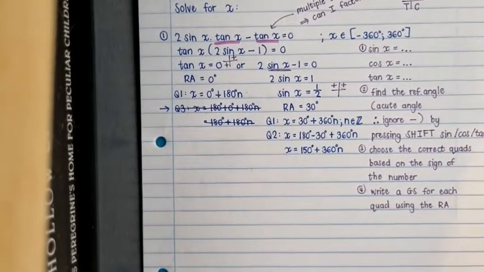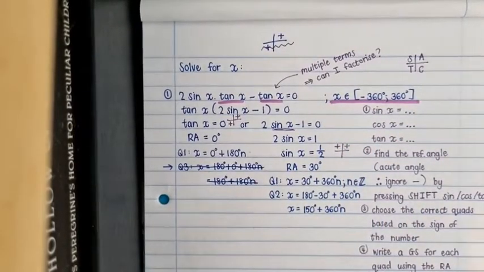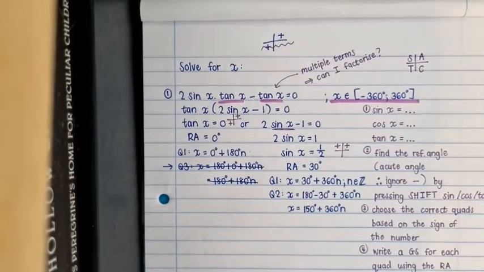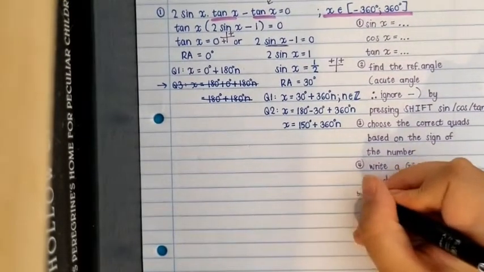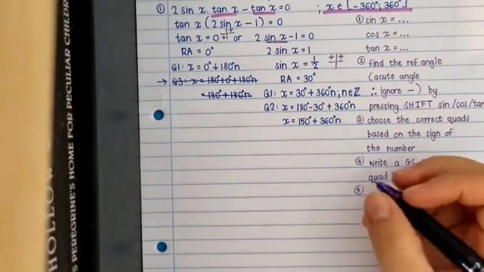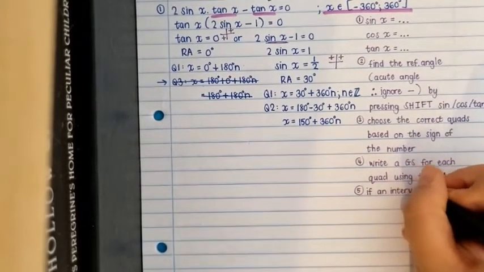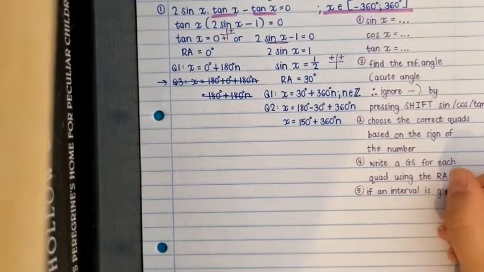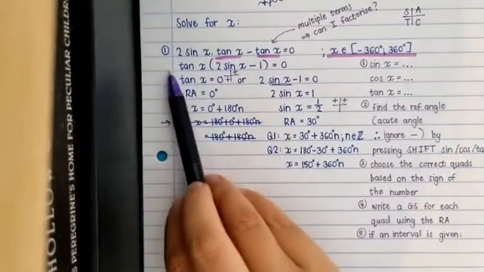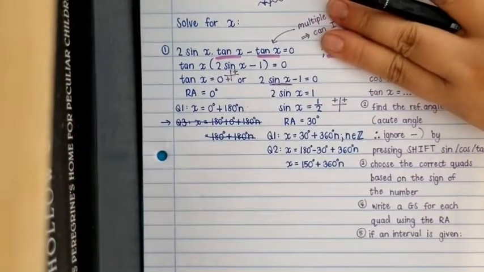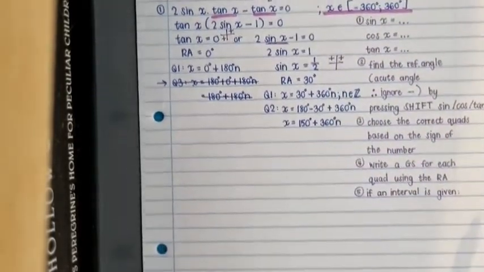Now, guys, in some cases we're going to have to do step 5, and in this case we are. They are telling us that x has to lie between negative 360 and positive 360, so we can't leave it at the general solution. Step 5 is only done if they give you an interval for x. If an interval is given, then you are going to do step 5. If it just said solve for x and that wasn't there, we would be done, and this would be the final answer. But now they've said x has to lie between negative 360 and 360.